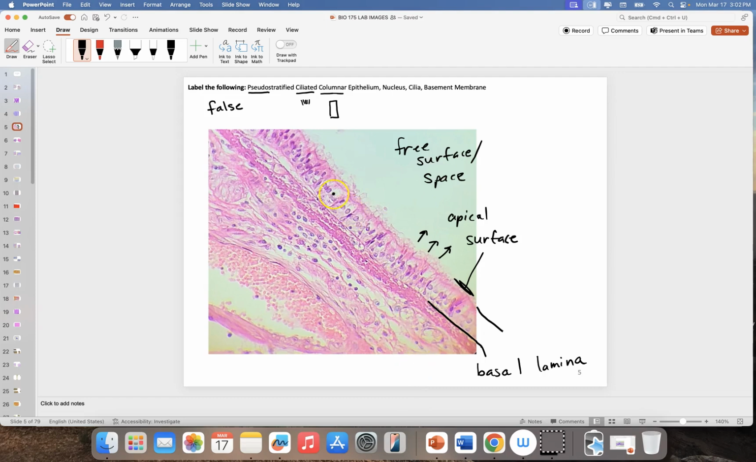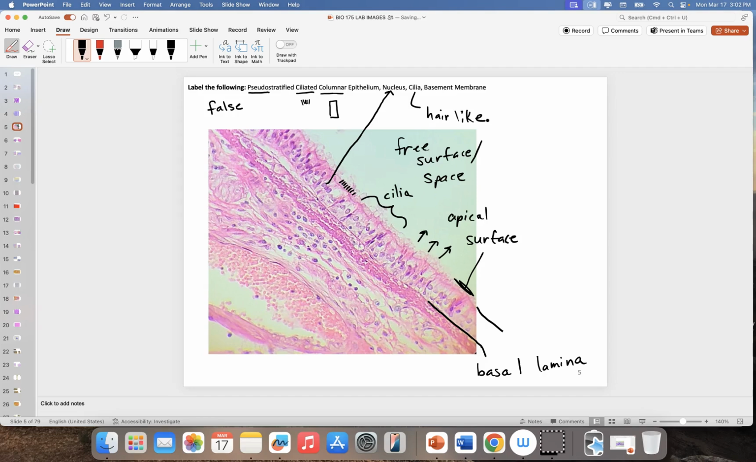We can spot many nuclei here. I'm just going to go ahead and choose one. Here's a good one for our nucleus. Our cilia is coming off the ends here of our tissue. So these hair-like structures are going to be our cilia.